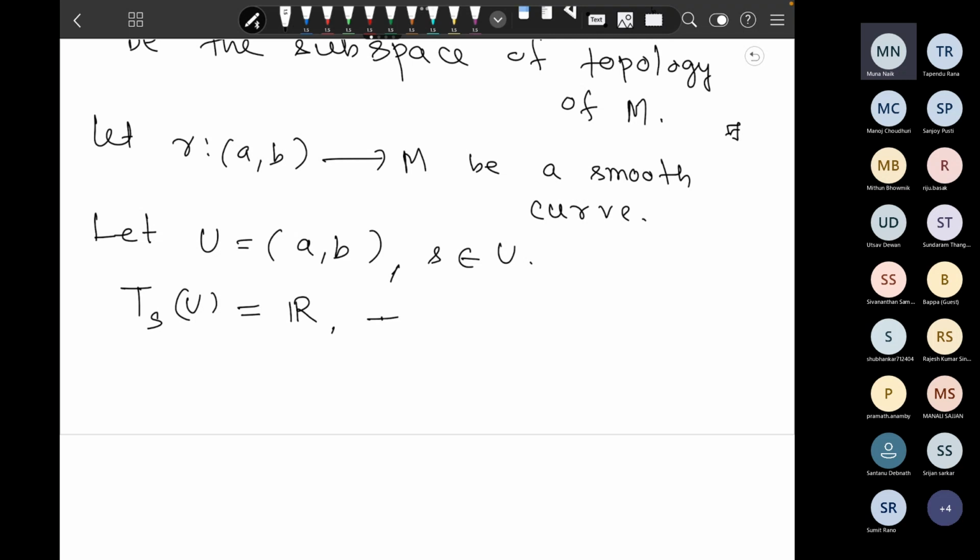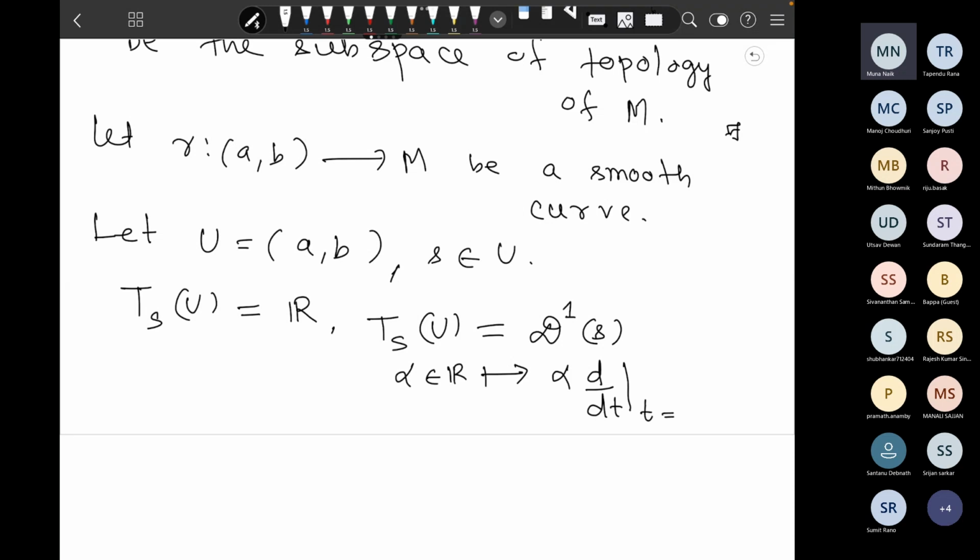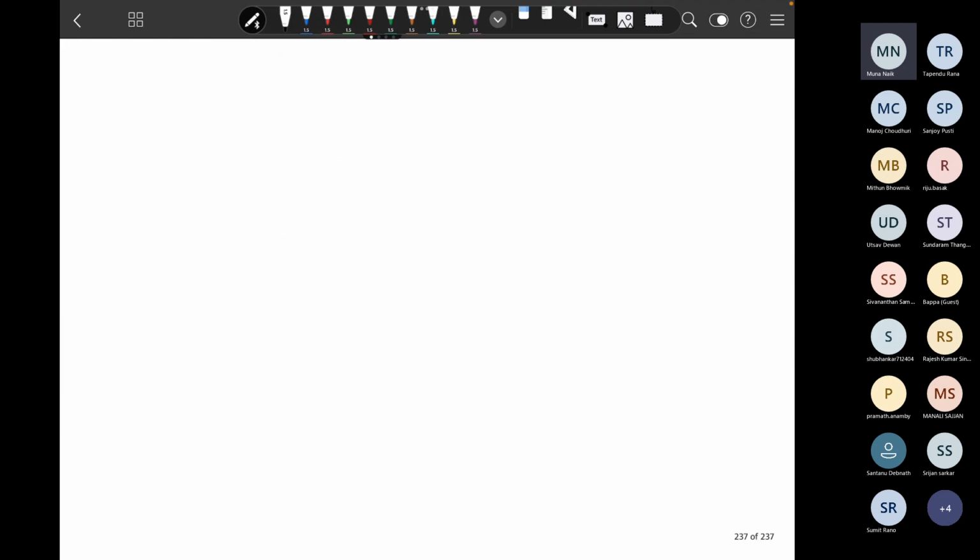So in T_s U, I have shown you that this is identified with D_1(s). And what is the map? If you take alpha belonging to R, this will go to some directional derivative, and there is only one coordinate here in (a, b). Suppose t is the coordinate, t is the variable. So alpha belonging to R goes to alpha d/dt at t equal to s. So T_s U is your R. I am taking alpha belonging to R and identifying it with a directional derivative, that is alpha d/dt at t = s. Now I will define this gamma prime(s).